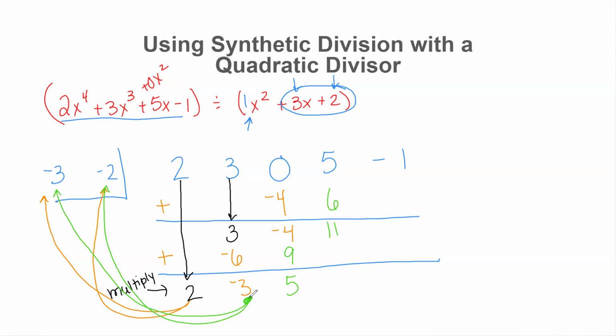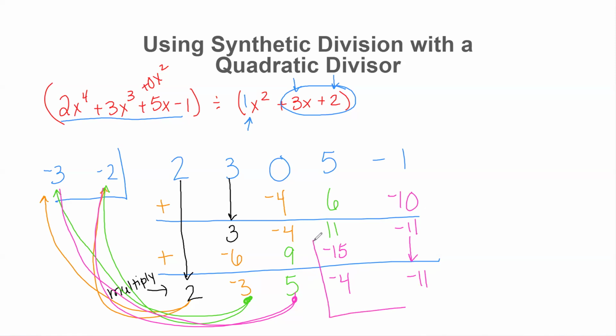And then you are going to do that one more time. At the very bottom, here's your multiplier to the very far left. 5 times negative 3 is negative 15 in the next column. 5 times negative 2 is negative 10 in the next column. Add straight down, and then drop down. This last, you don't multiply again, you just drop. These final two are your remainders.